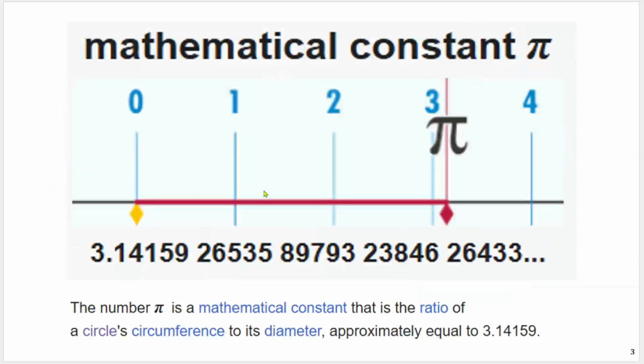And actually, the ratio between the circumference of a circle to its diameter is a constant. We call this constant pi. So pi is a mathematical constant that is the ratio of a circle's circumference to its diameter, which is approximately equal to 3.14159. And pi is an irrational number, which means that it cannot be expressed as a ratio of integers.